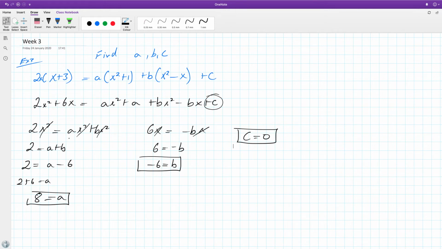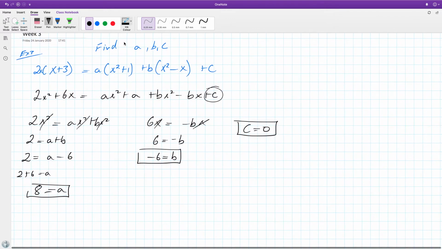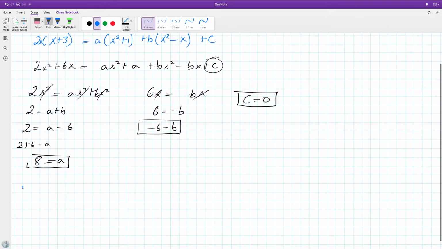Right, last one of these. Have a go at the following. ax squared plus 2abx plus ab squared plus c is equal to 3 times x minus 2, all squared, plus 5.